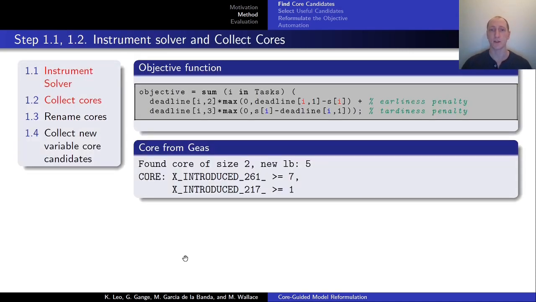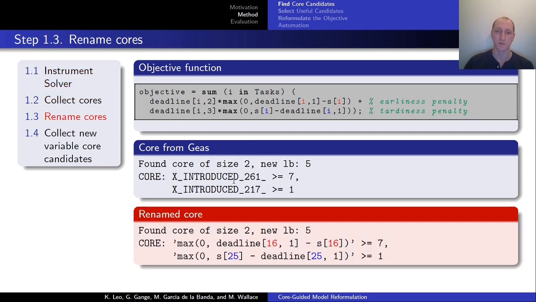In our case, we use a core-guided lazy clause generation solver called Geese. In terms of instrumentation, it already has a verbose mode that outputs cores. But unfortunately, it outputs cores in this format where it talks about variables that don't appear in the model and are hard to interpret. As such, our first task is to rename these variables and tie them back to expressions in the model.